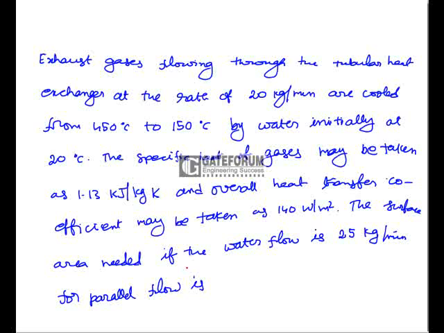So here we have to find out how much surface area is needed to cool the exhaust gases from 450 degrees centigrade to 150 degrees centigrade in a parallel flow heat exchanger, using water initially at 20 degrees centigrade, where the water flow rate is 25 kg per minute and the exhaust gas flow rate is 20 kg per minute. The specific heat of the gases is given as 1.13 kJ per kg Kelvin, and the specific heat of the water, we know, is 4.18 kJ per kg Kelvin.